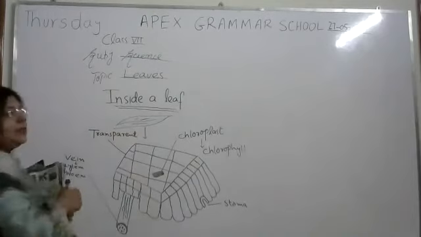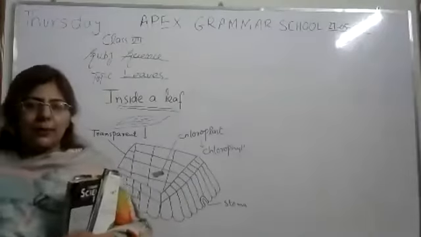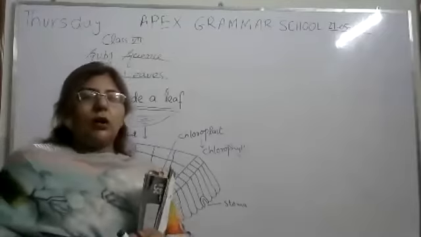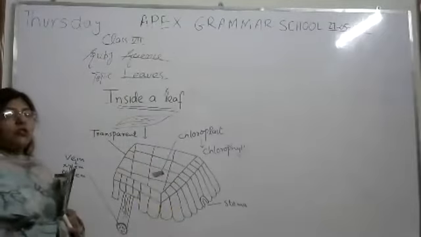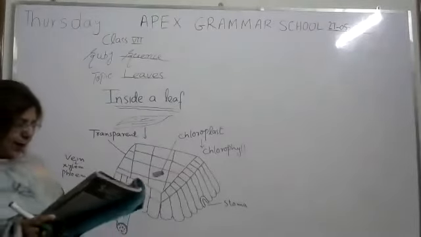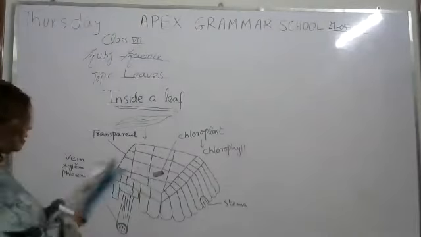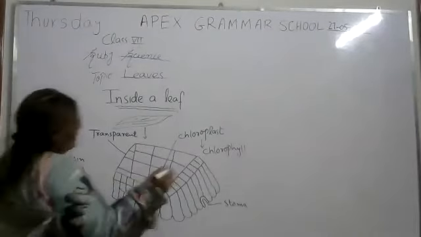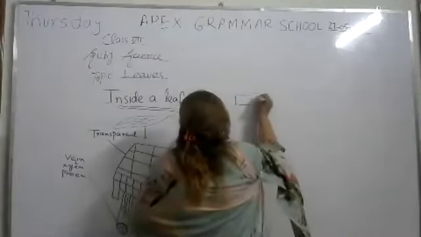We also discussed in the chapter on light that light can pass through transparent things easily. The skin of the leaf is transparent, which allows the light to pass through it easily. And then it is covered by a layer of wax. So if I give you an example of a leaf, it looks like this.